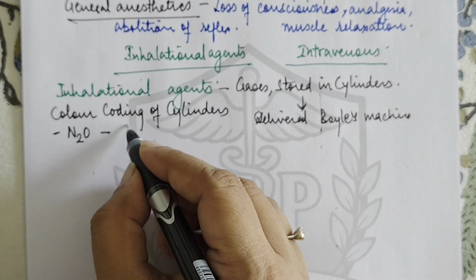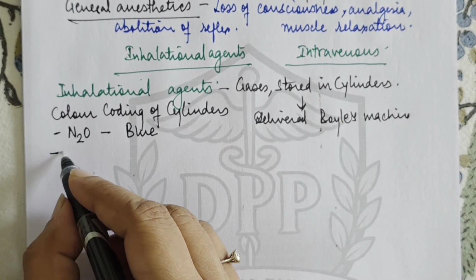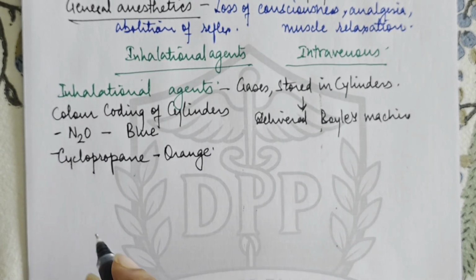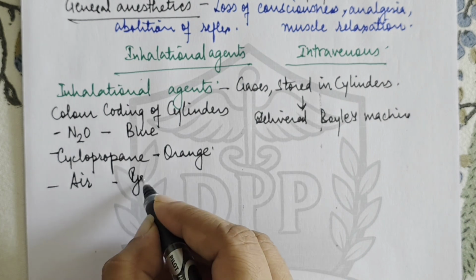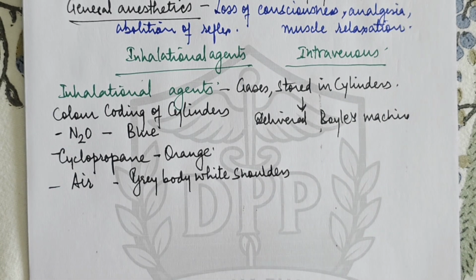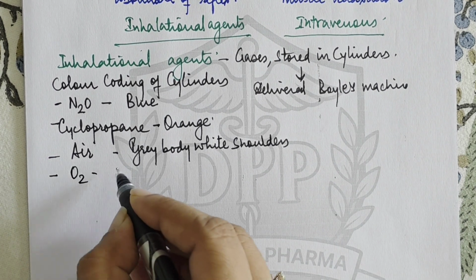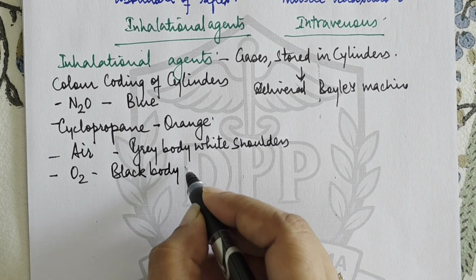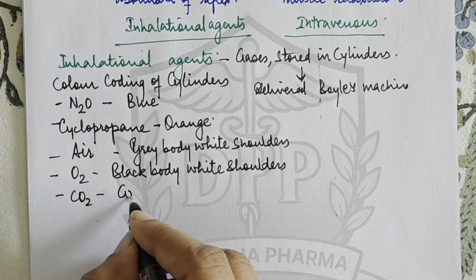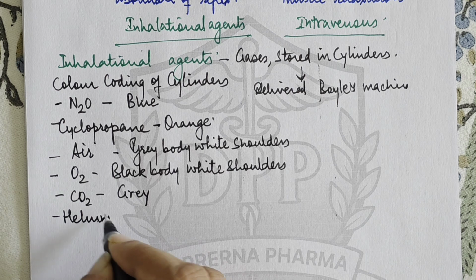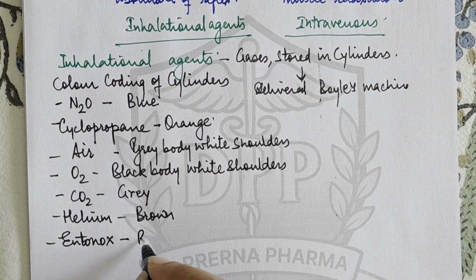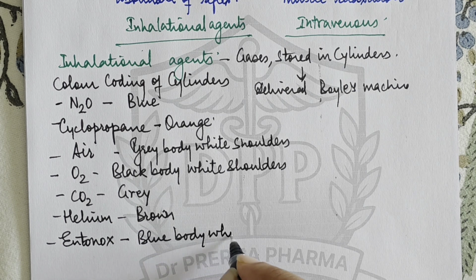So N2O is a gas and it is an inhalational agent. The cylinder is blue in color. Then the next agent is cyclopropane and it is orange in color. Air cylinder is gray body and white shoulders. Okay, gray body with white shoulders is air. Then oxygen is black body and white shoulders. Then carbon dioxide is gray. Then helium is brown. And there is a gas which is Entonox. Entonox is blue body and white shoulders.